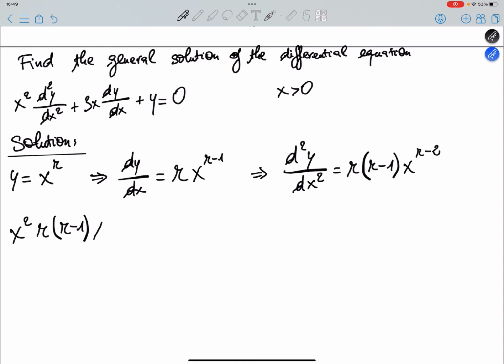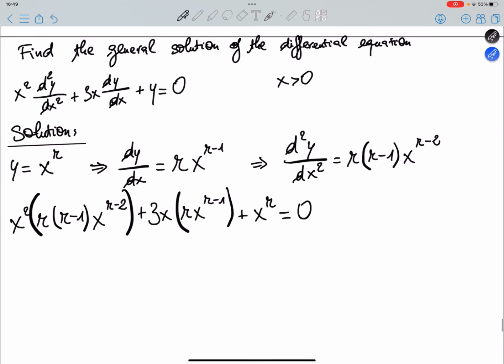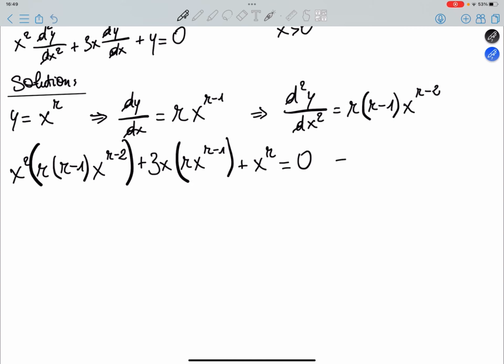x to the power r minus 2, this one, plus 3x dy/dx, so x to the power r minus 1, and then plus y, which we said is equal to x to the power r, and this is equal to 0. Now if we expand, this is going to be equal to r times r minus 1, and here x to the power 2 times x to the power r minus 2.